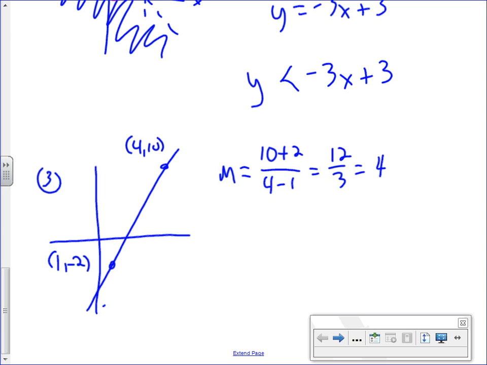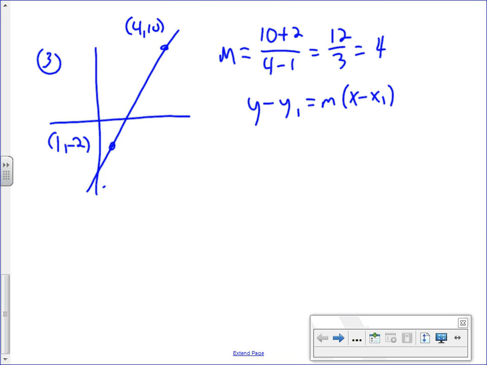Now, I do not have the y-intercept, so I'm going to have to use a different formula, and I'm going to use the point slope form because that's my favorite. And which point do you use? Yeah, it doesn't matter. I tend to use the one with all positive numbers. If I had a choice, I'll pick the one with all positive numbers. So this will be y minus 10 equals 4 times x minus 4.